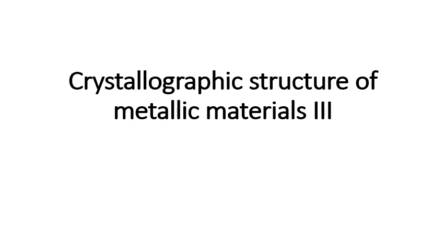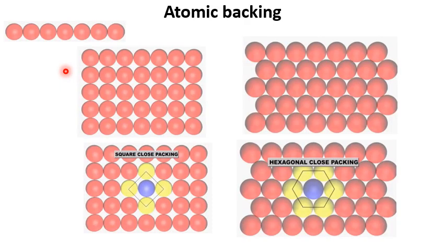In this lecture, we are going to dig deeper and go further in the crystallographic structure of metallic material. First, we need to know how the atoms arrange themselves in crystalline metals and alloys. In one dimension, there is only one possible way to pack the atoms. It is something like this. There is no other possible way to arrange the atoms in one direction.